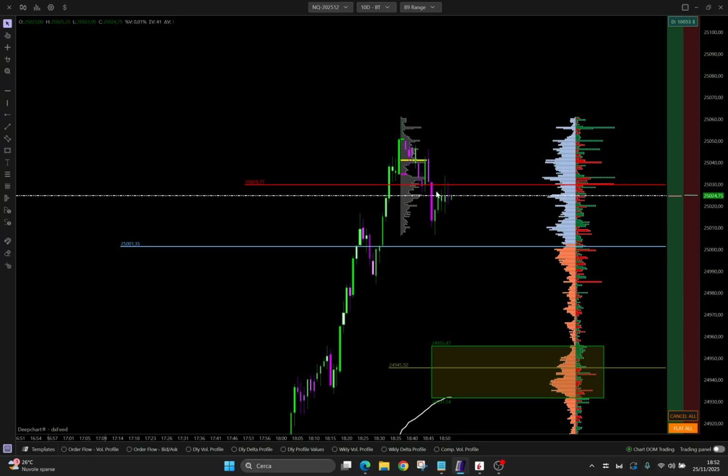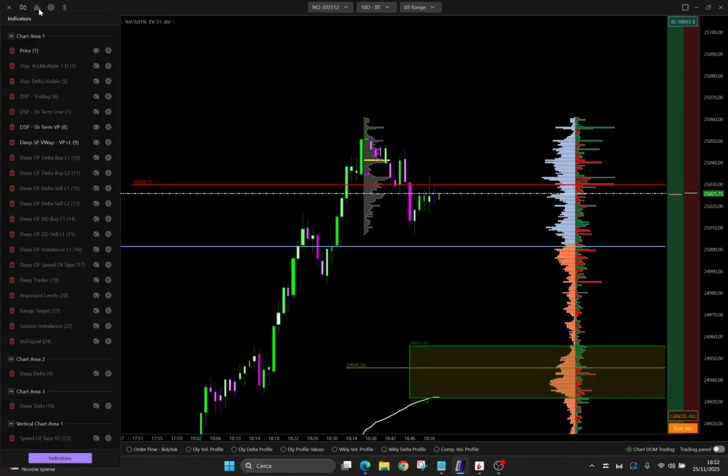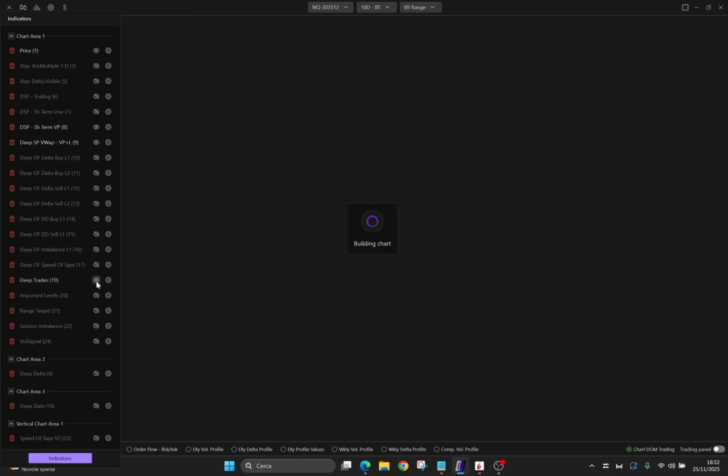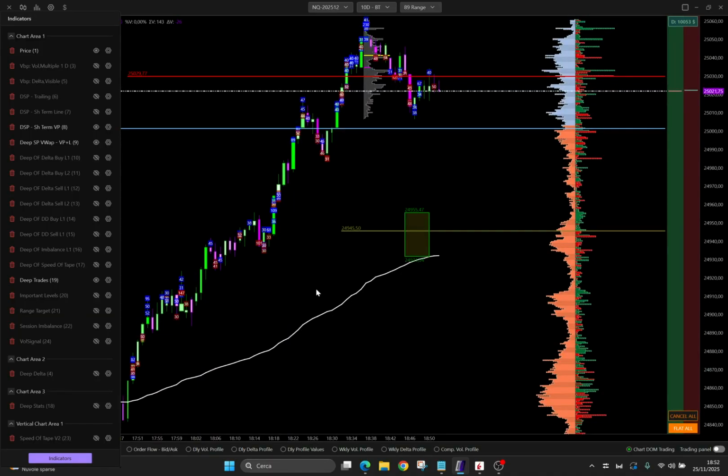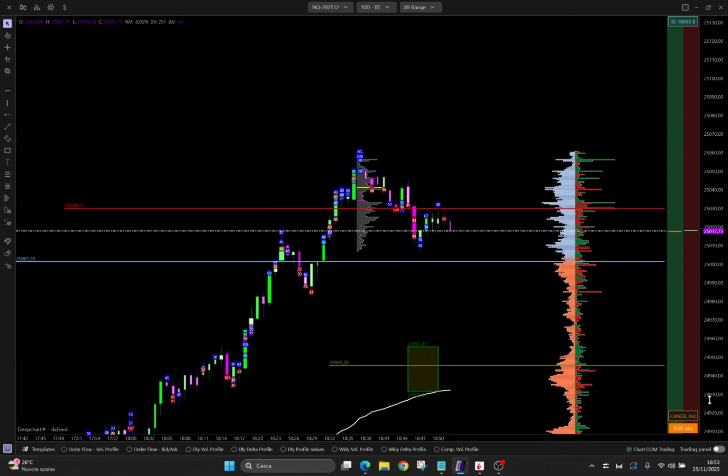Now we want to add another piece of information. What is this other piece of information? The deep trades. You have multiple visuals: you can use balls, diamonds, or squares with numbers. Today we will go with squares with numbers, so you can have an accurate visualization of what the price is doing.